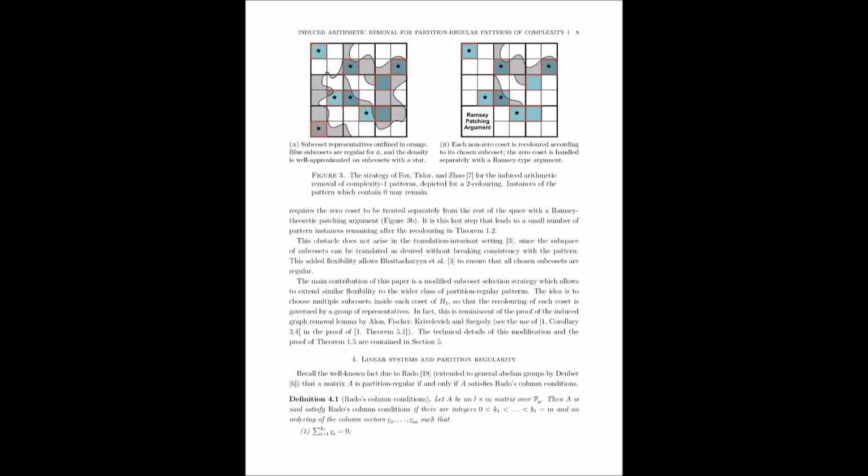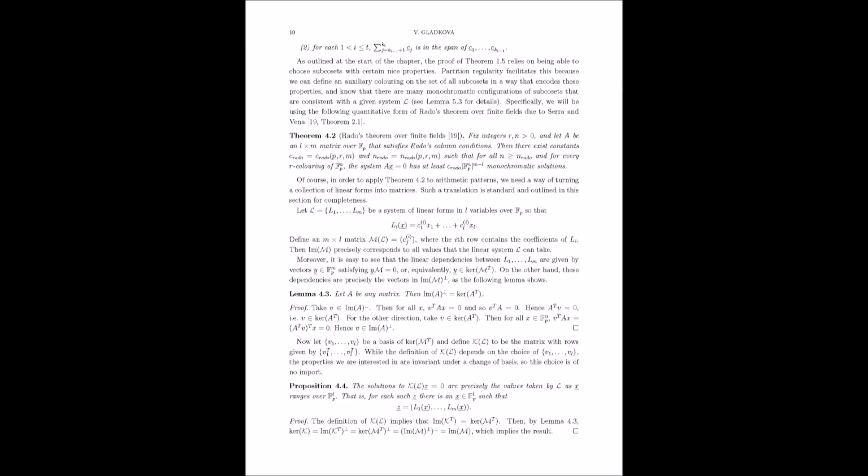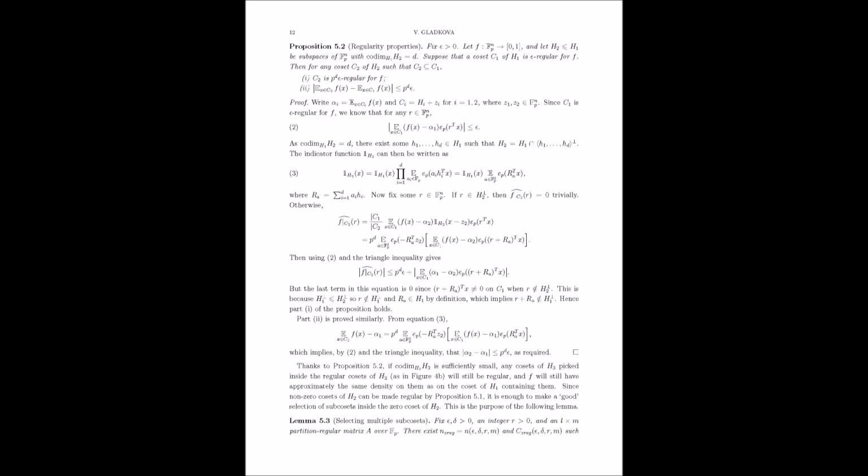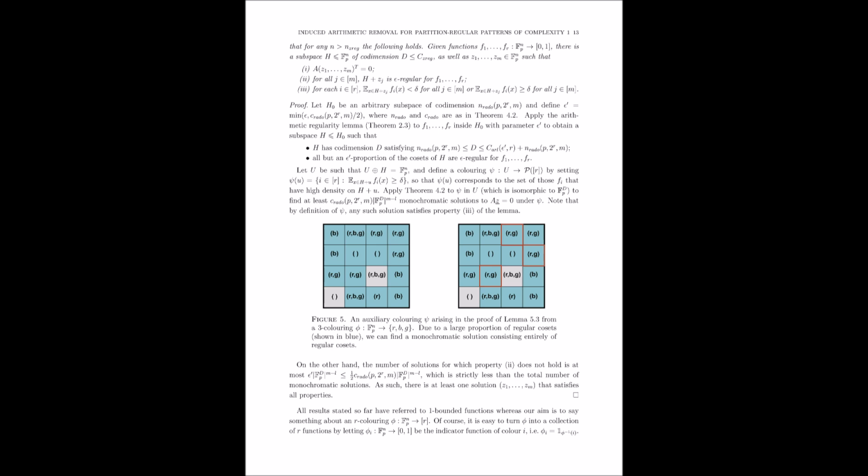I'm starting to see how this is all coming together. So by carefully picking these representative subcosets, we can analyze them. We can understand the pattern's behavior and then recolor strategically. And the way Gladkova chooses these subcosets is a two-stage process, and it draws inspiration from techniques that are used for induced removal in graphs. This two-stage process gives us a lot of control over the properties of the subcosets, so we can pick some really good ones that'll help us do what we need to do. This is pretty cool.